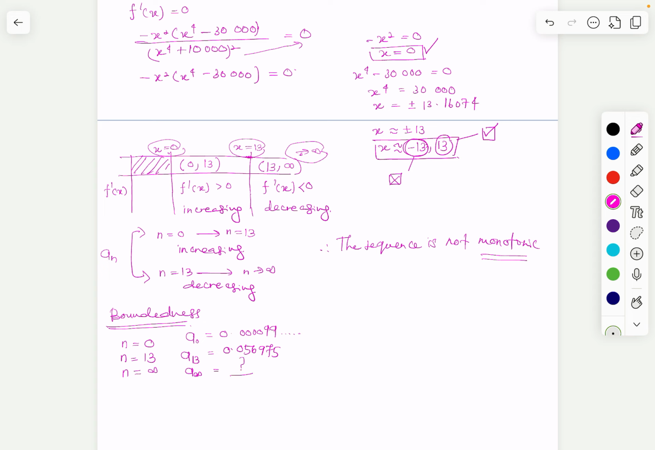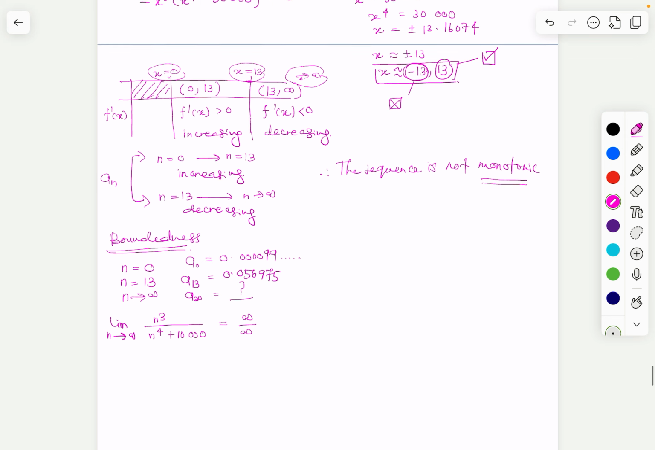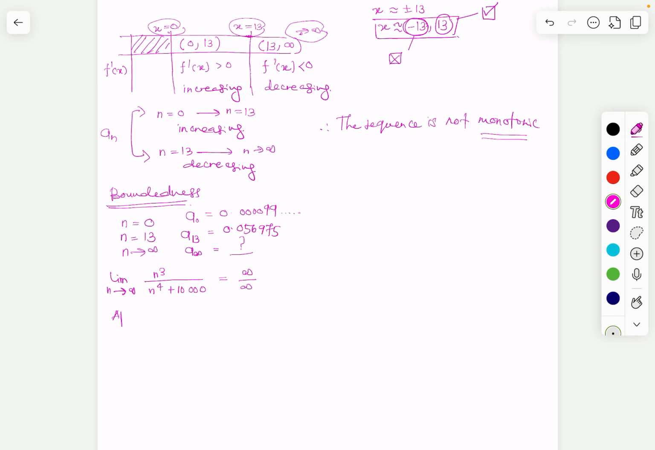what value? To know for n goes to infinity, we need to find the limit of the sequence as n goes to infinity. So the sequence is n cubed over n to the power of 4 plus 10,000. If you directly plug in infinity for n, you would get the indeterminate form infinity over infinity. So we need to make an adjustment. Maybe we can apply L'Hopital's rule.